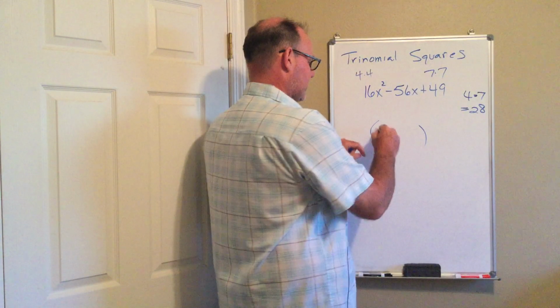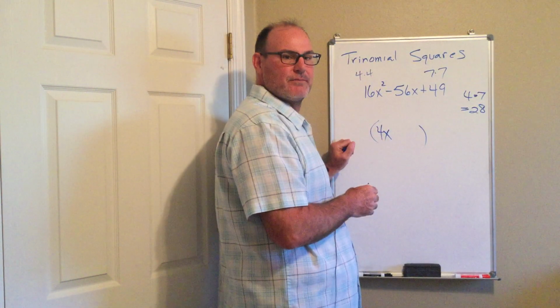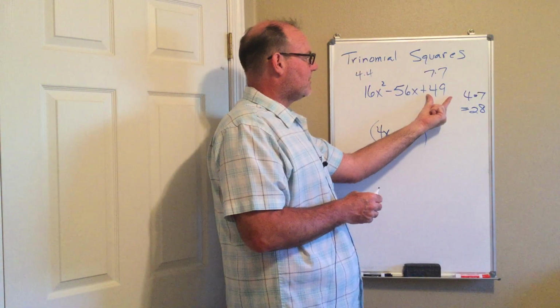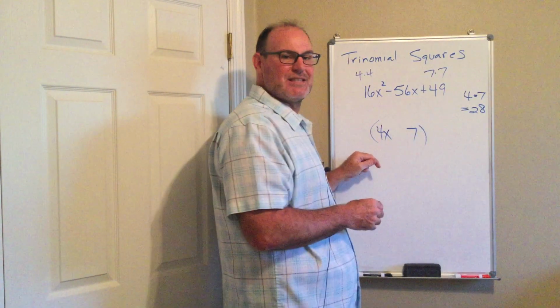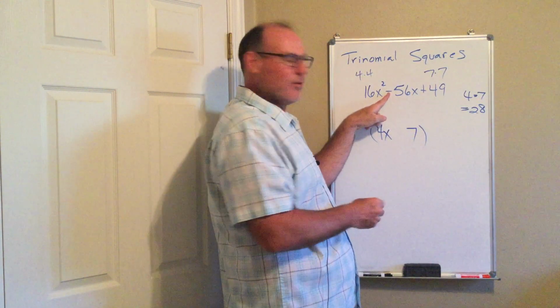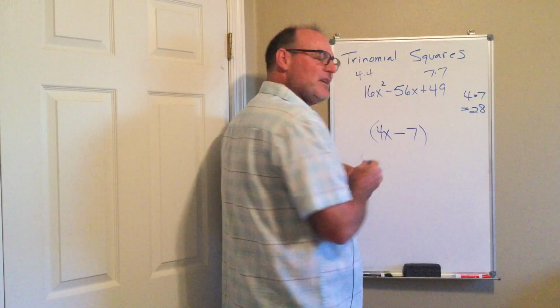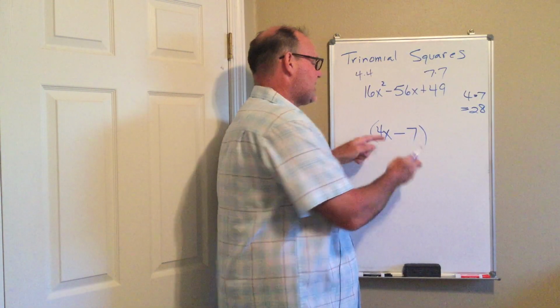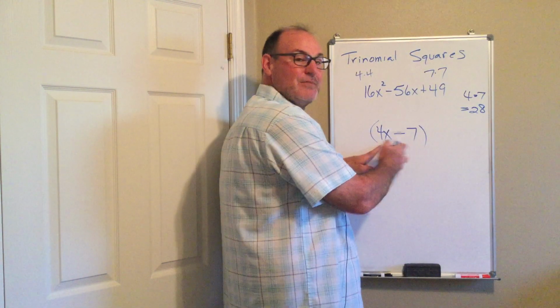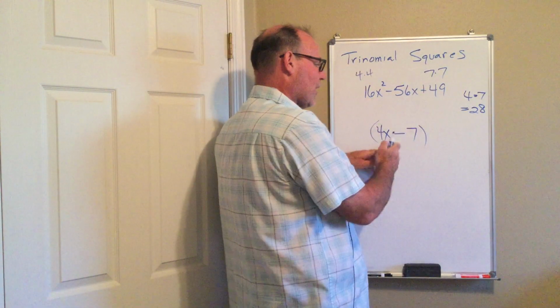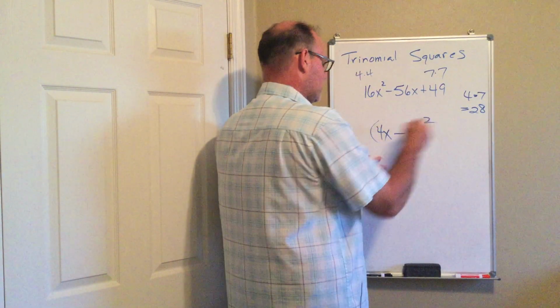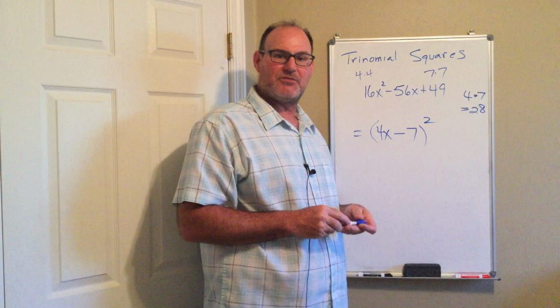16x squared is 4x times 4x. 49 is going to be 7 times 7. The signs have to both be negative. And the reason it's called a trinomial square is 4x minus 7 times itself is what gives me this. So I'm going to write that 4x minus 7 squared. And there is my fully factored expression.